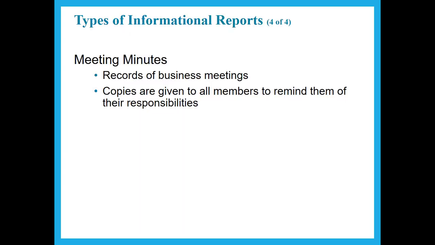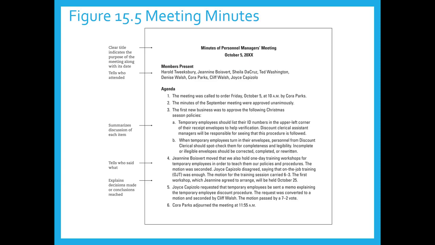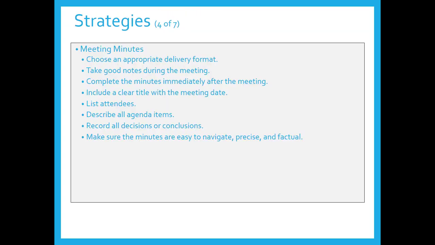Another type of information report is the meeting minutes. They record business meetings. Copies are given to all members to remind them of their responsibilities. This is very common in any business. Here at school, when we have meetings, we always have meeting minutes taken. Here's an example of that. The title discusses or summarizes the discussion of every item on the agenda, tells who said what, and explains decisions made or conclusions reached. So it's basically overall a summary.